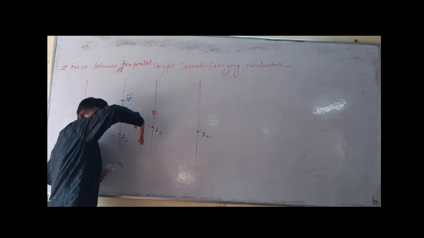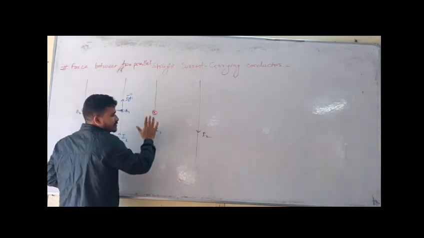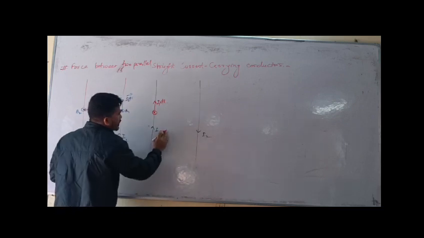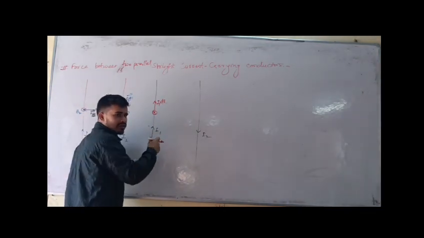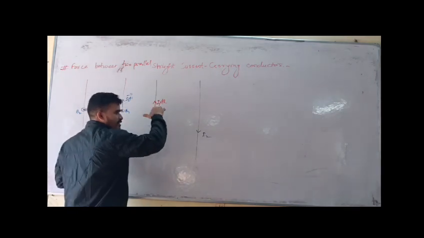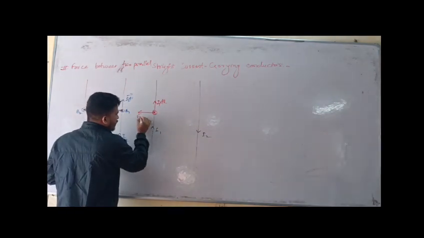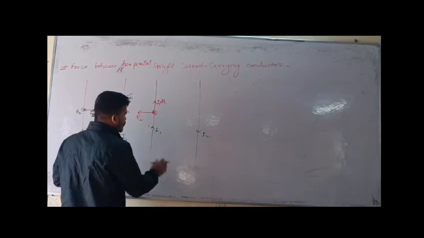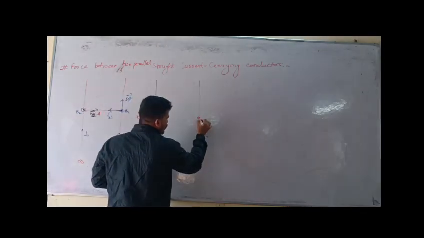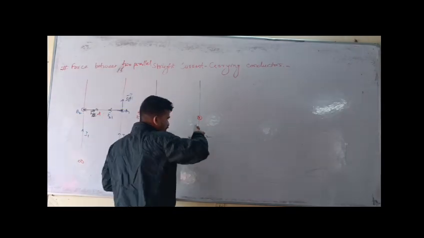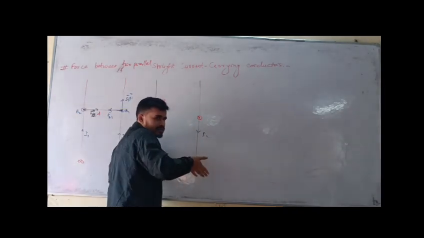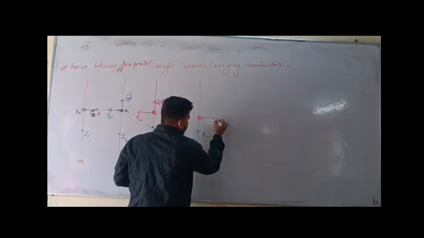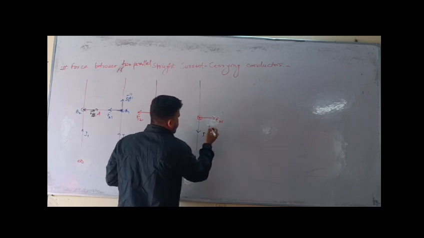Here I1 dl is in this direction. Force is I1 dl cross B, so the force will be here, F12. What about this one? The magnetic field due to this wire is into the plane. Here I dl is downward, so I dl cross B means the force will be in this direction, F21. Yes or no?